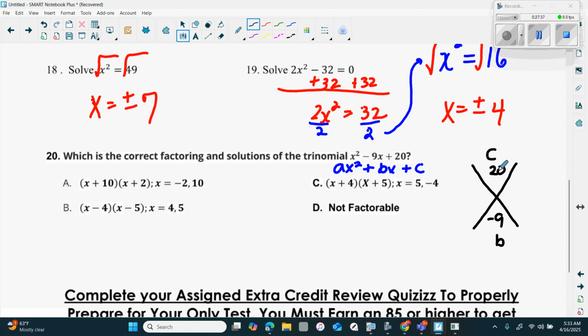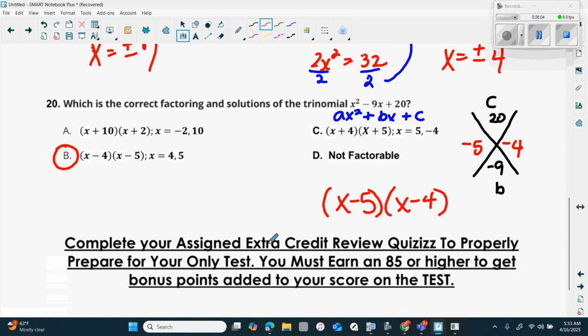So we're looking for factors of 20, but the sum of -9, well, that would be -5 and -4. So the factor form would be x minus 5 and x minus 4. But remember when we saw, we do the opposite and we do +5 and +4, and that was right here with B. So after you're done with this, please go to quizzes.